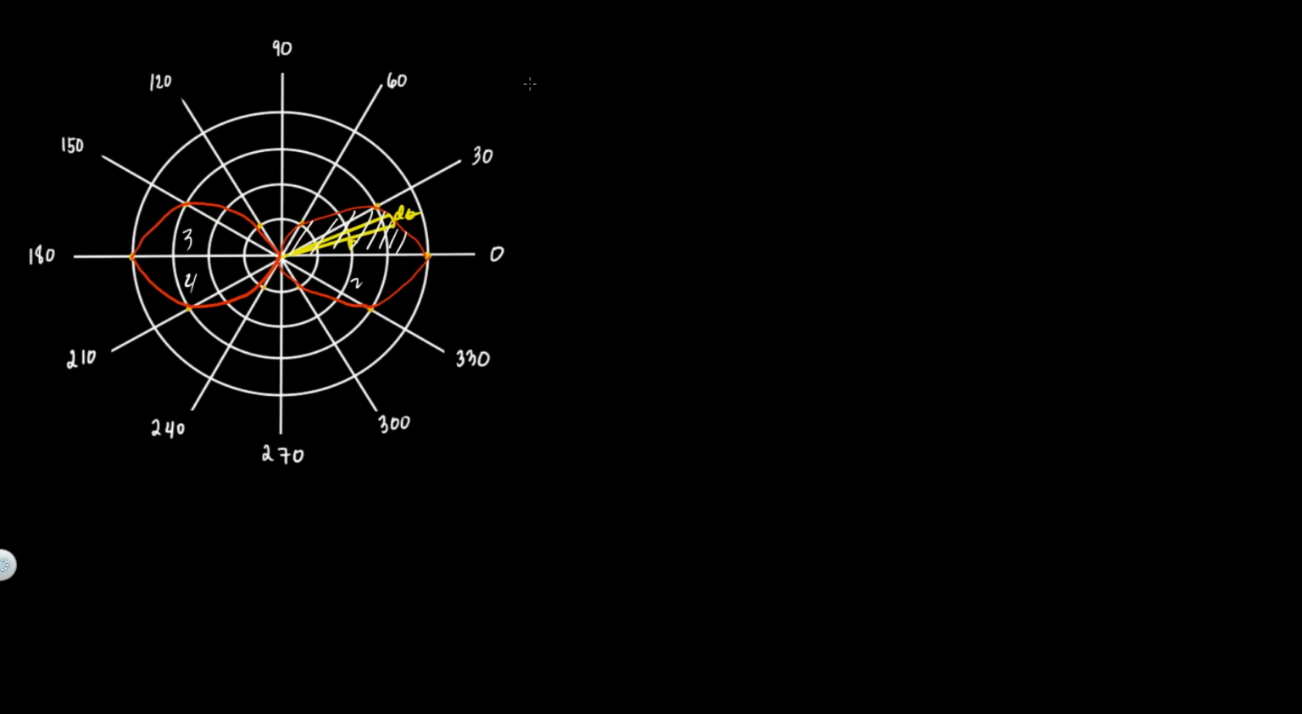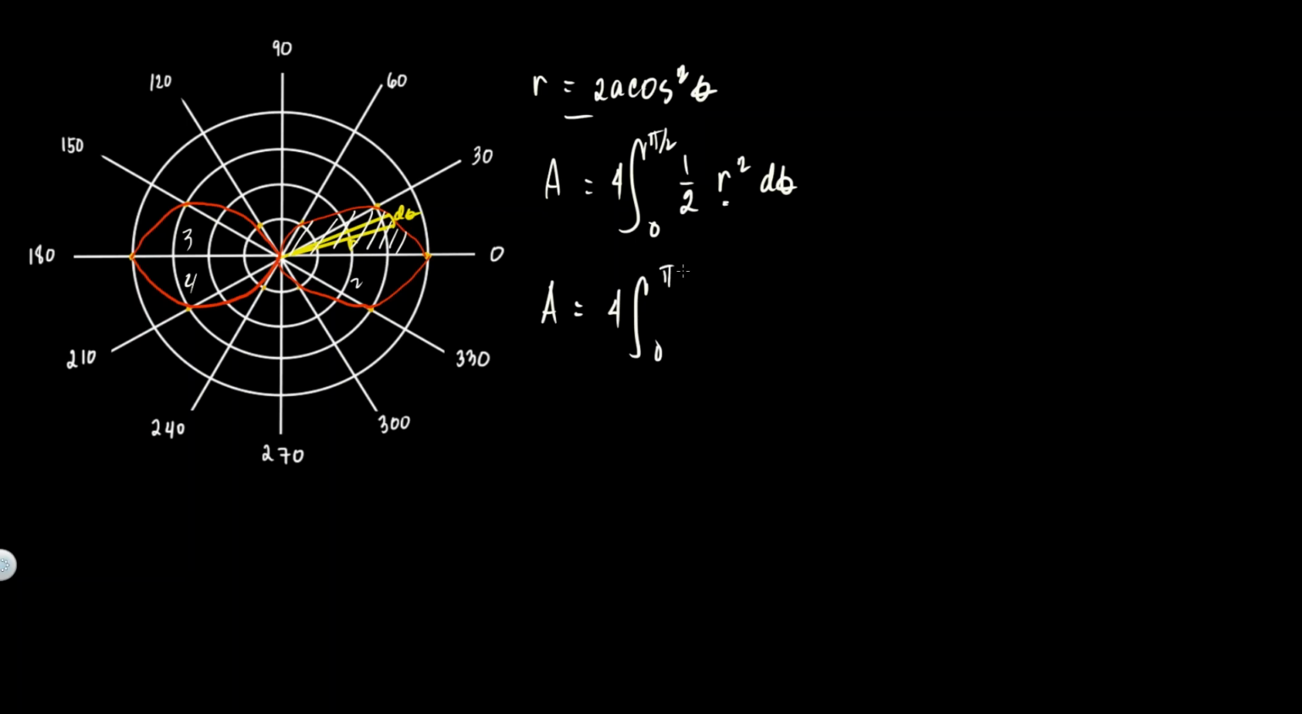So, the equation is r equals 2a cosine squared theta. Ano yung area enclosed na yan? So, the area will be, area ng sector ulit, no? So, the integral of 1/2 r squared d theta. So, ang limits natin from 0 to pi over 2, 1/4 lang yan, so multiply by 4. Okay, yung r dito, substitute natin dito. So, we have A is equal to 4 times the integral of 0 to pi over 2, 1/2 times 2a cosine squared theta squared d theta.